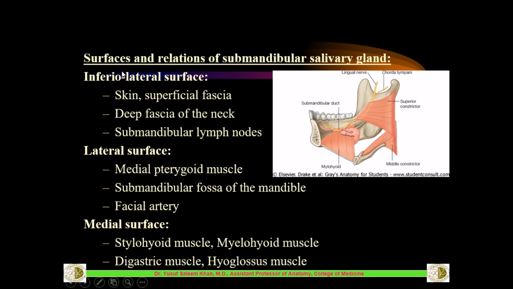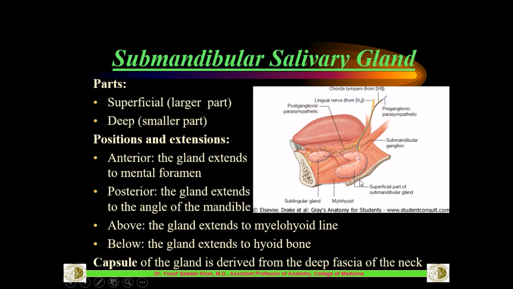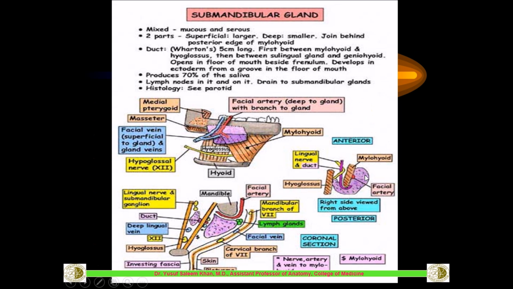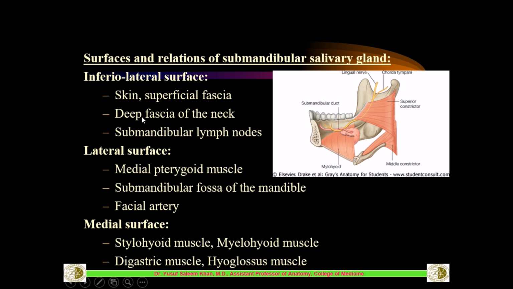Coming to the surfaces and relations of the submandibular salivary gland, the first is the inferolateral surface. The inferolateral surface is the external surface where it is in contact with the skin. The skin, the superficial fascia, the deep fascia of the neck, as well as the submandibular group of lymph nodes are in relation to this superficial surface, what you are seeing from outside. Then the lateral surface is related to the medial pterygoid muscle, the submandibular fossa of the mandible, and the facial artery.